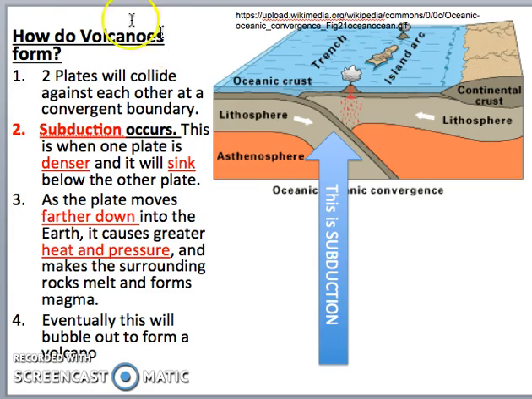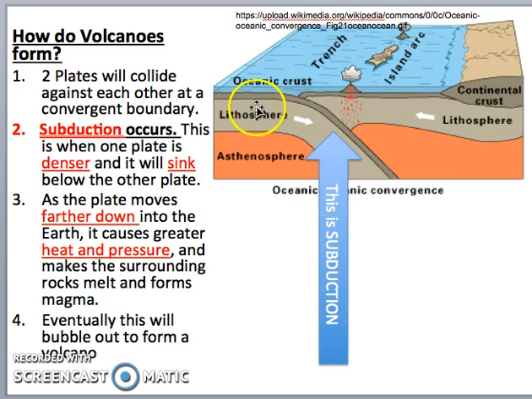Now let's talk about volcanoes. So how do volcanoes form? Well, again, there's a convergent boundary, except in this picture we have the oceanic crust crashing into the continental crust. And the oceanic crust, as I mentioned in the very beginning of the video, is more dense than continental, so the oceanic crust is going to go under the continental crust. We call this subduction. Here are the arrows pointing to that.